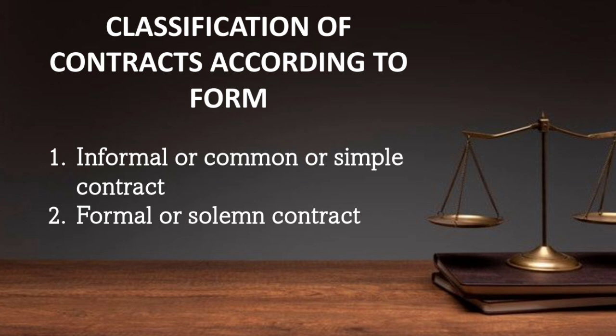Always remember, consensual contracts are contracts that are perfected by mere consent, but not all contracts are consensual contracts, because there are also real contracts and solemn contracts. For example, a contract of sale is a consensual contract. So an informal contract may be oral or written. And now the second classification is a formal or solemn contract, or that which is required by law to be in a certain specified form for its efficacy.